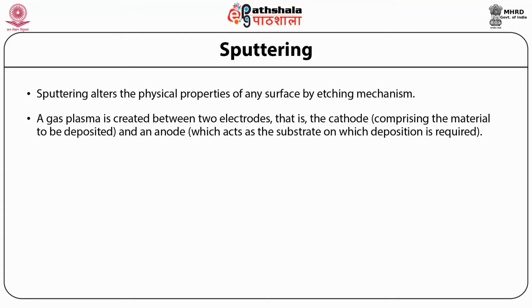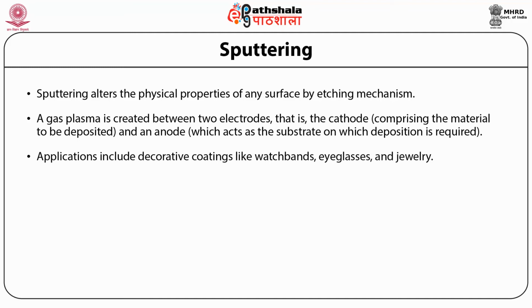Typical depositions are thin films with thickness varying from 0.00005 to 0.01 mm. Typical depositions are of chromium, titanium, aluminium, copper, molybdenum, tungsten, gold, and silver. Applications include decorative coatings like watch bands, eyeglasses, and jewelry.